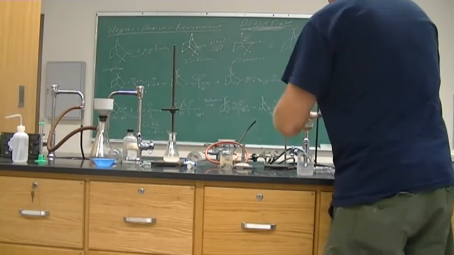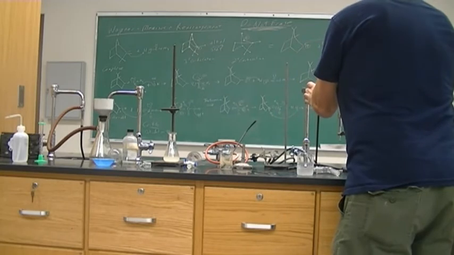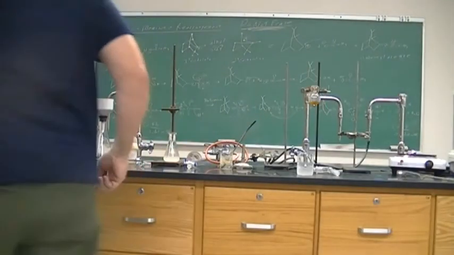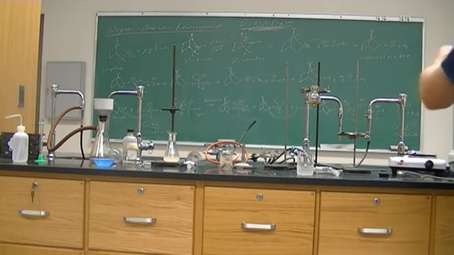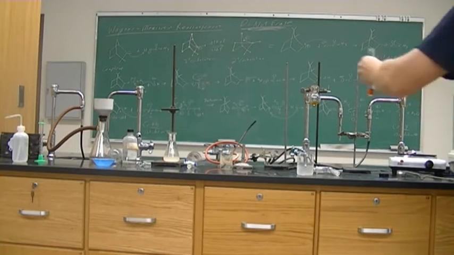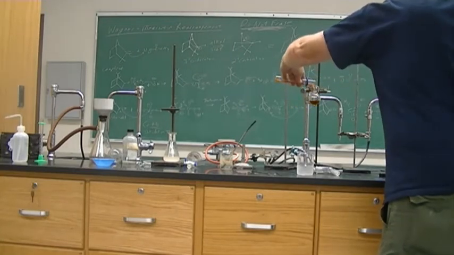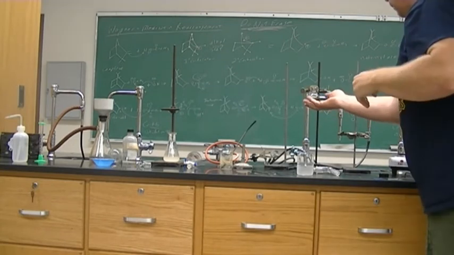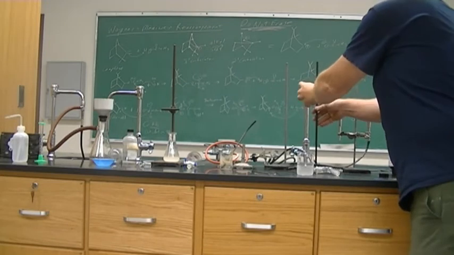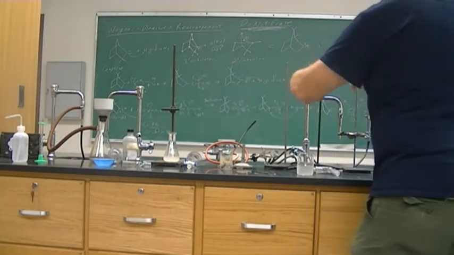So it is nice and cold to start with. So we're going to get our chromic acid. 3 mL of chromic acid. Reaction occurring, still pretty cool. Now it's warming up. It's a little warm.